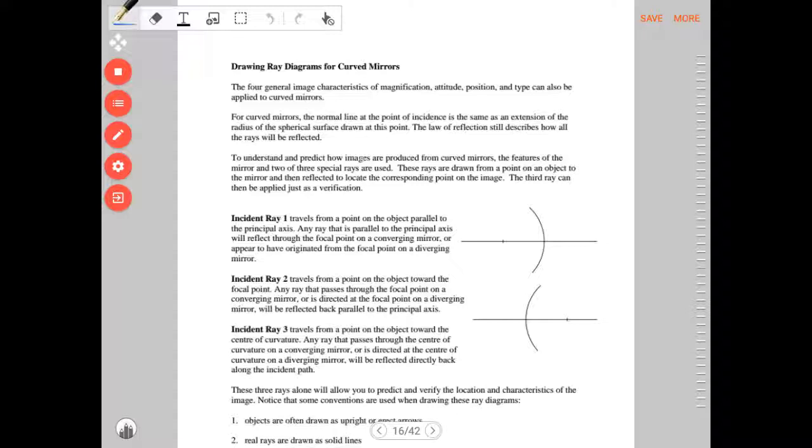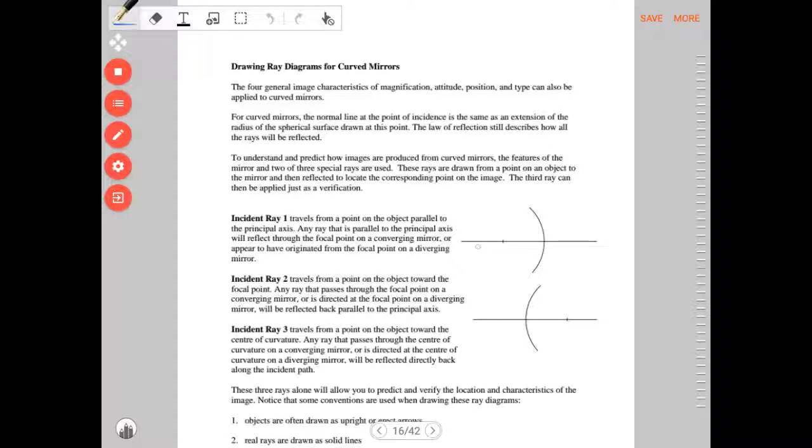To understand and predict how images are produced from curved mirrors, the features of the mirror and two of three special rays are used. These rays are drawn from a point on an object to the mirror and then reflected to locate the corresponding point on the image. The third ray can then be applied just as a verification. I encourage you to have a ruler when you're doing this. I won't have one because every time I put a ruler down on the screen it makes extra lines. These are just for general ideas on how these things work.